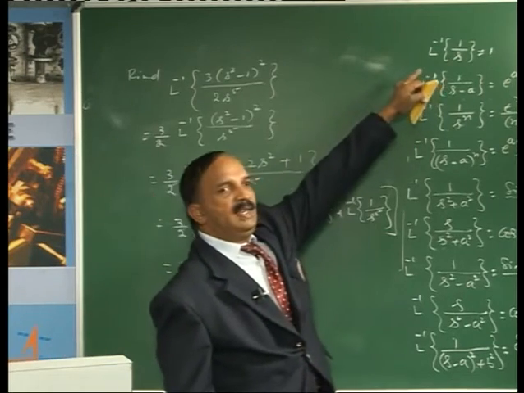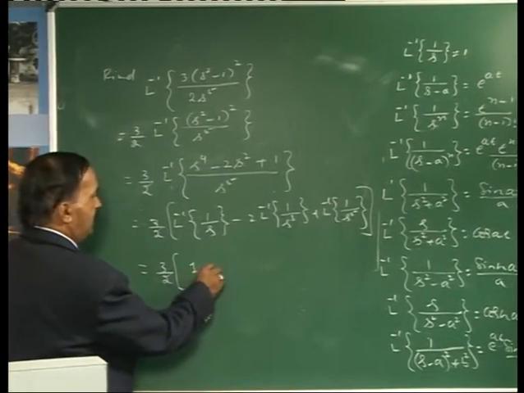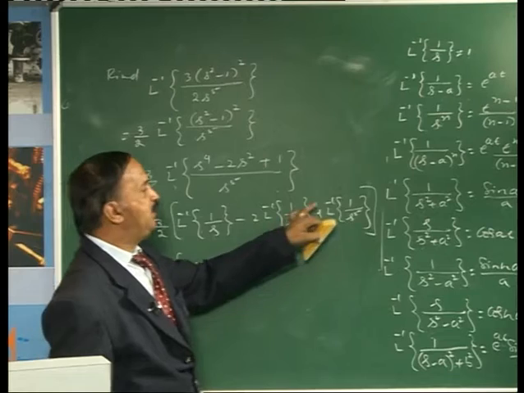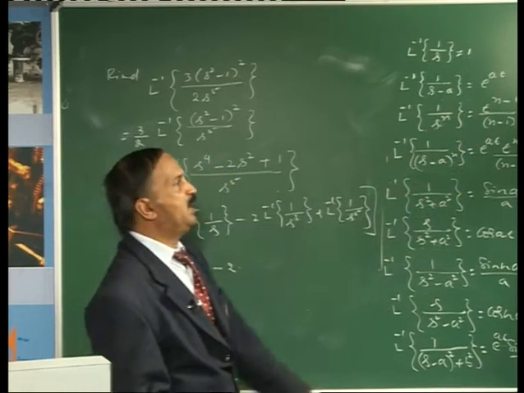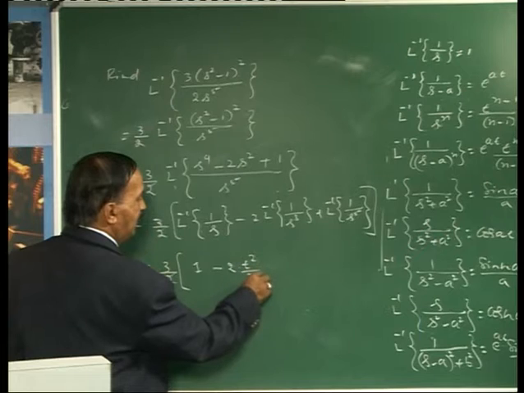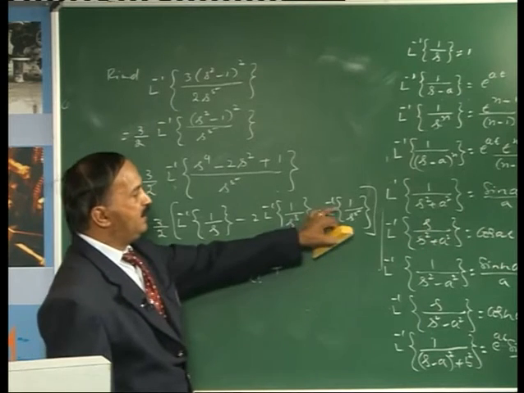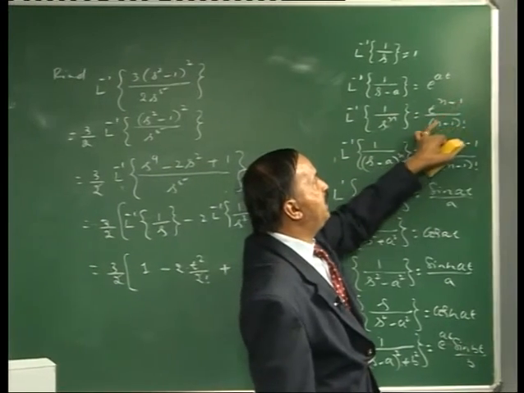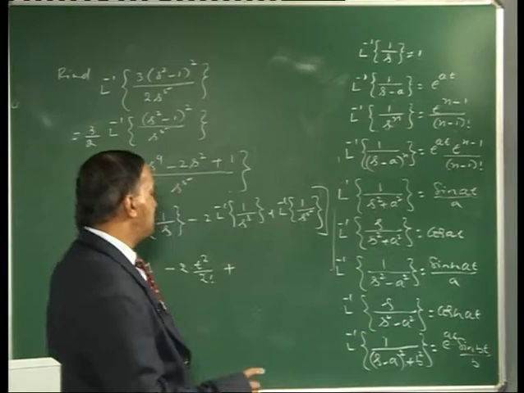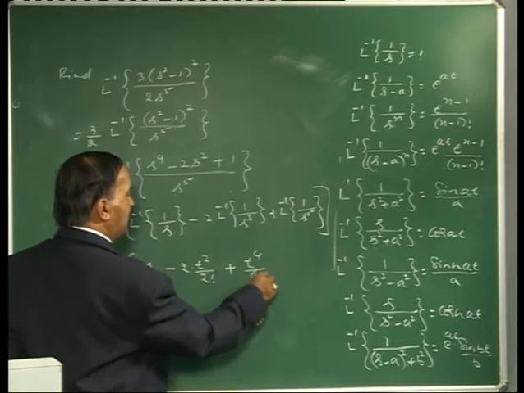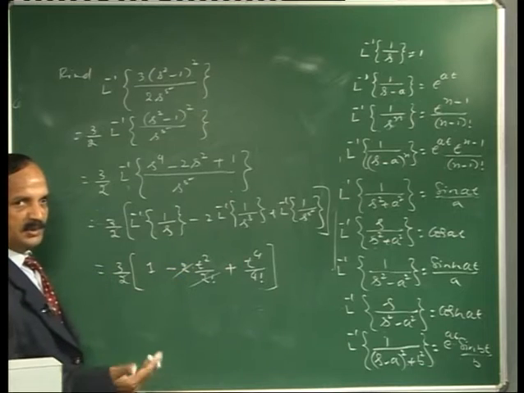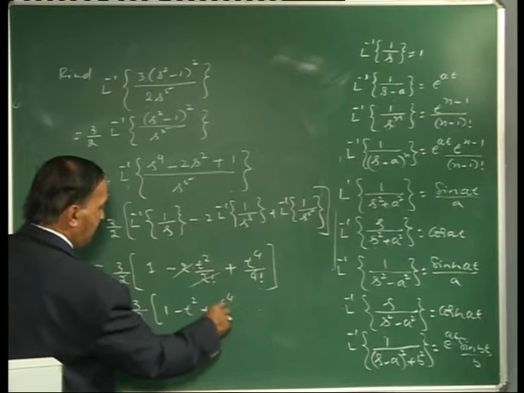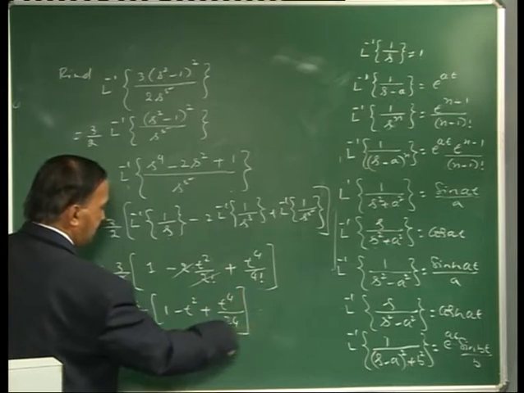Use the standard formula, you will get the answer here: 3 by 2 into L inverse of 1 by s. Use the first formula, L inverse of 1 by s is 1, minus 2 into, it is of the form L inverse of 1 by s to the power of n. Put n is equal to 3, you will get t to the power of 3 minus 1, t square by 2 factorial, plus L inverse of 1 by s to the power of 5, put n is equal to 5. You will get t to the power of 5 minus 1 by 5 minus 1 factorial, that becomes t to the power of 4 by 4 factorial. These two cancel, 2 factorial is 2, 2 cancel, that is 3 by 2 into 1 minus t square plus t to the power of 4 by 24. This is the answer.